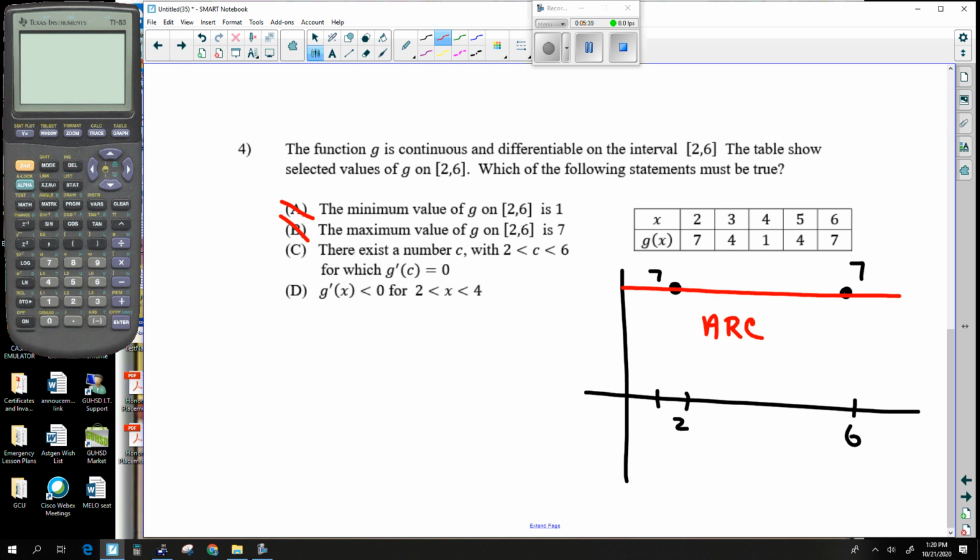Because it's continuous and differentiable, that means there is a point somewhere in between 2 and 6 for which the derivative is going to be equal to the average rate of change, aka the slope of the tangent. There is a g prime of c equal to 0. Thus, it follows Rolle's theorem, which is the same thing as the mean value theorem when they're equal to 0.